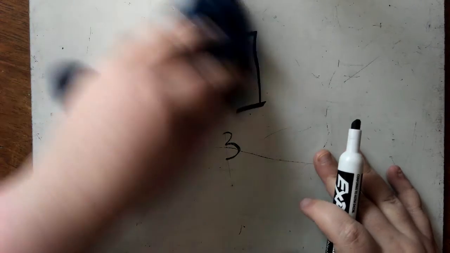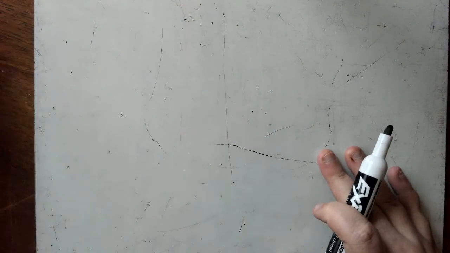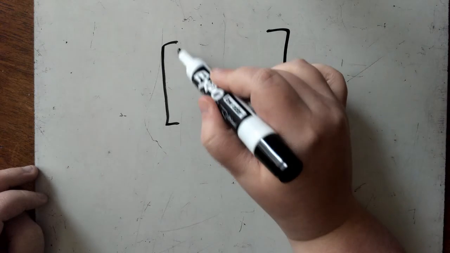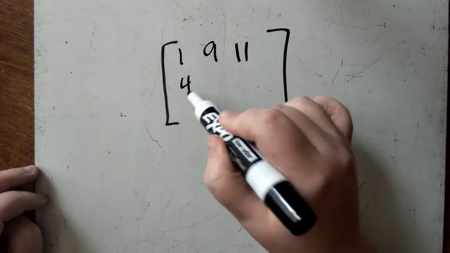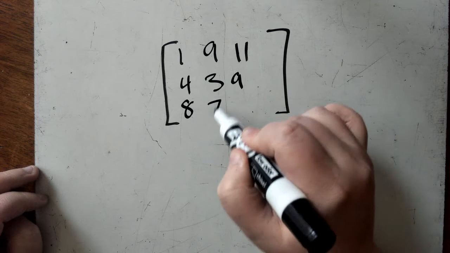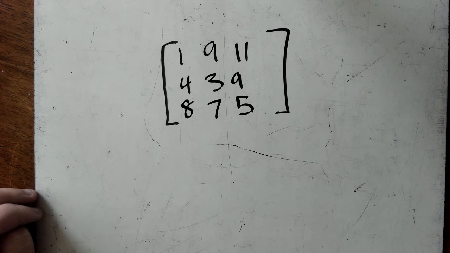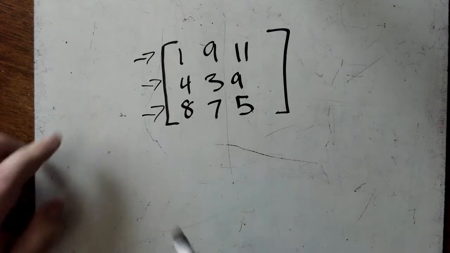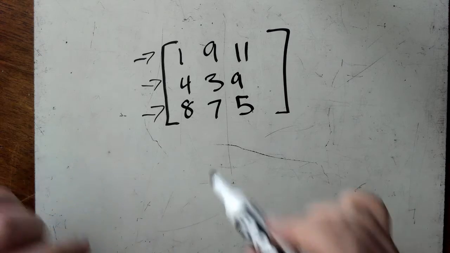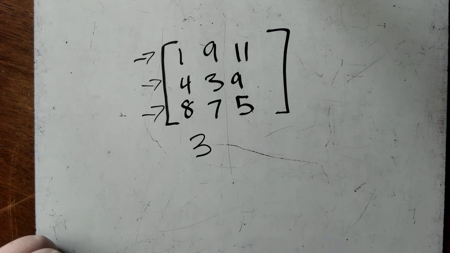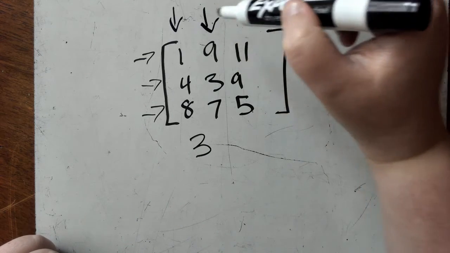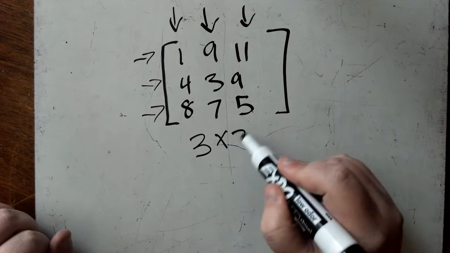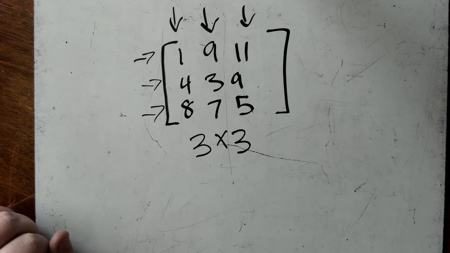All right, let's look at another one. All right, so if we had this matrix, to find the size of the matrix, we first count the number of rows. So there are 1, 2, 3 rows. Then we count the number of columns. And in this matrix, there are 1, 2, 3 columns. So this matrix would be a 3 by 3.